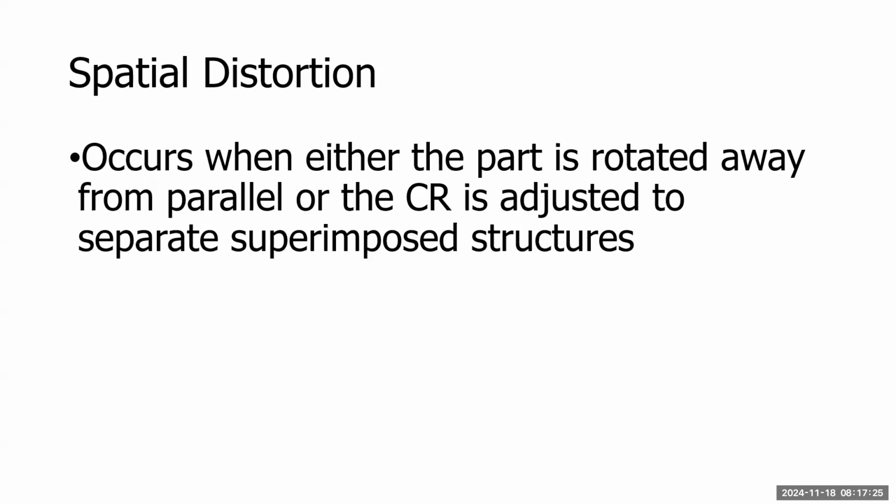Now there's something called, I'm just going to sit right here so I can control this thing a little better, spatial distortion. This occurs when either the part is rotated away from parallel or the central ray is adjusted to separate superimposed structures. So spatial distortion is when we use either foreshortening or elongation to our benefit, because we are trying to see a particular body part better.